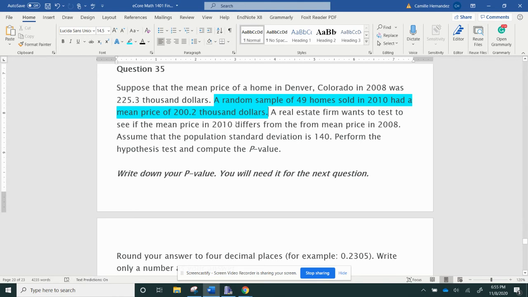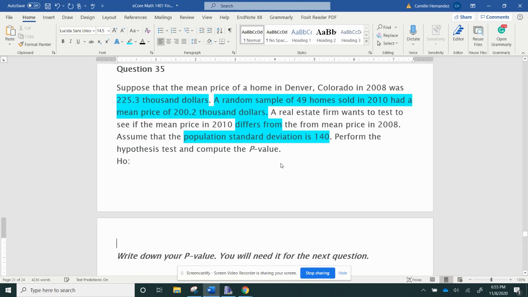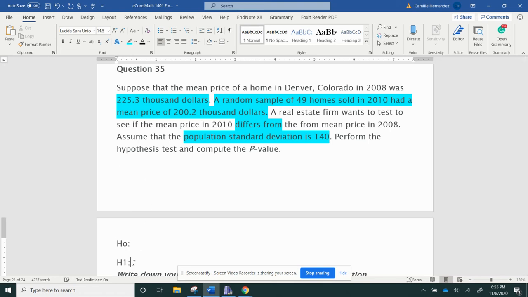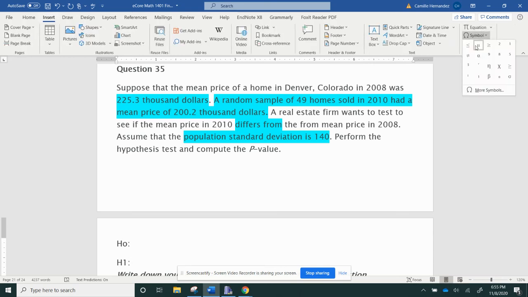Here's what they want to know. They want to know if it differs, so that gives me my symbol. The population standard deviation is 140, and here was the population mean. So let's do the H0 and H1. I'm going to push this down. I'm going to insert my symbols, insert mean, and then insert the mean here.